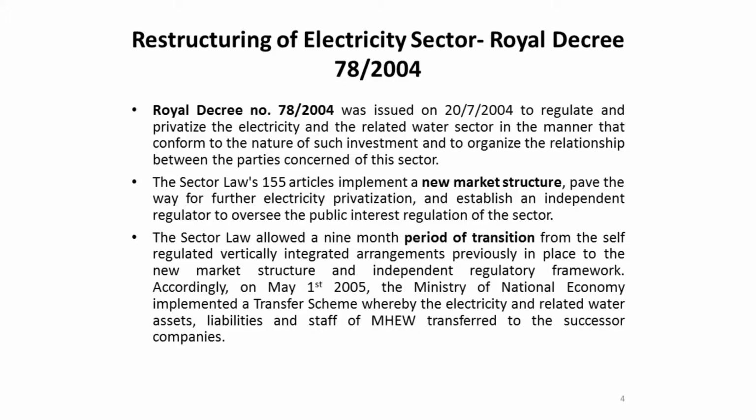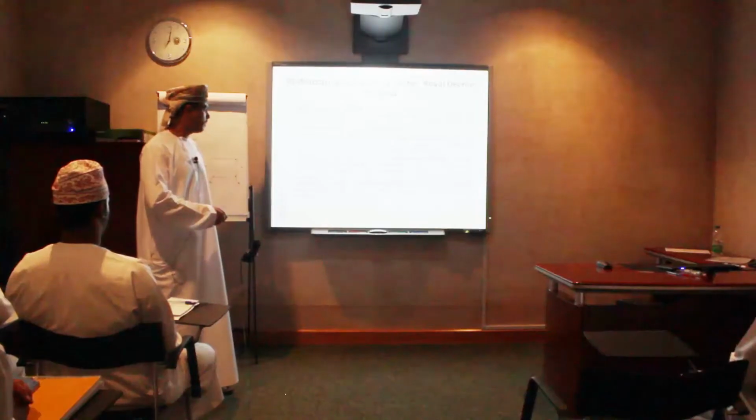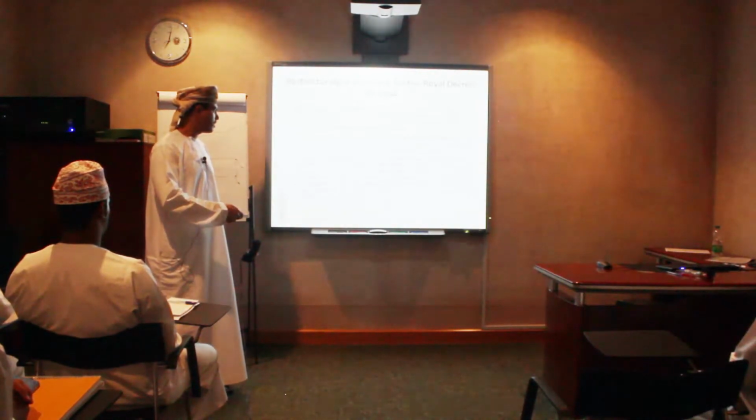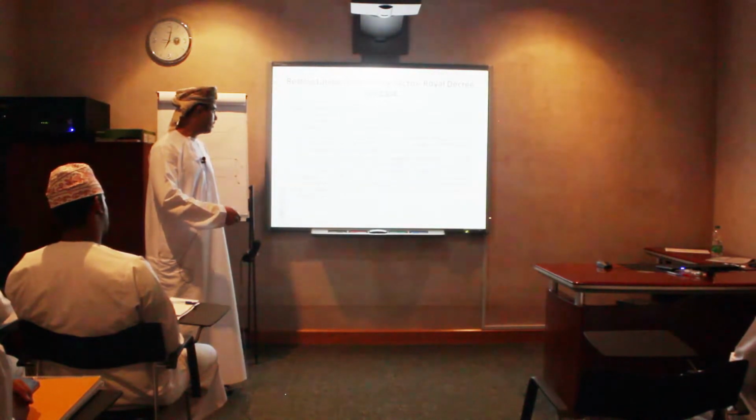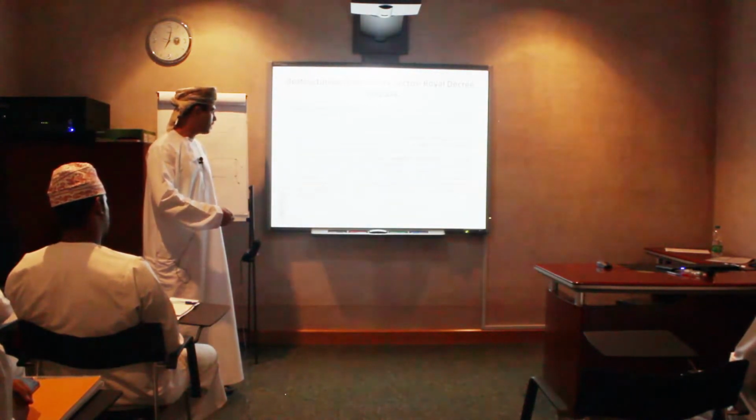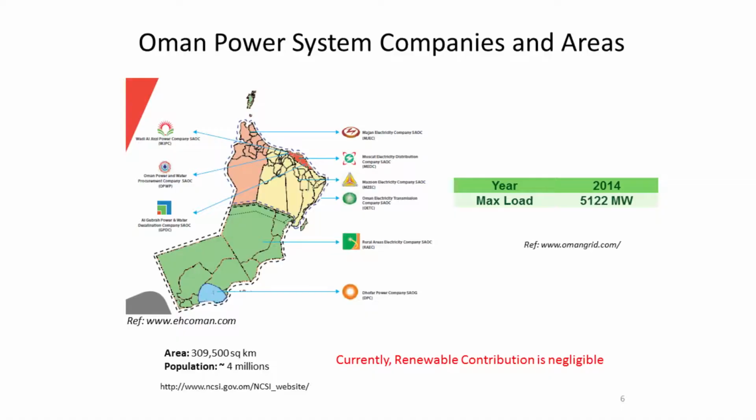And there was a transition period. So on the 1st of May, the Minister of National Economy implemented the transfer scheme whereby electricity and regulated water assets, liabilities and staff of this ministry were transferred to successor companies. And we have different companies. These are just some of the companies.